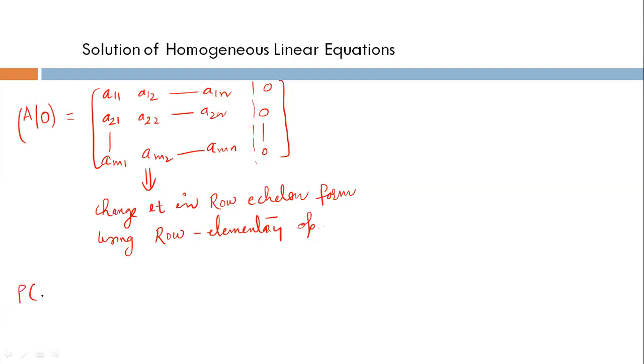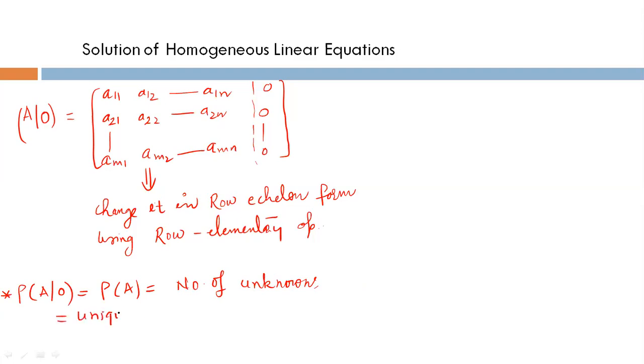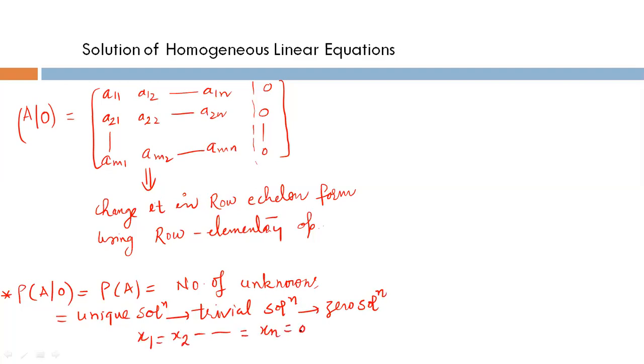Now, if rank of augmented matrix is equal to rank of A is equal to number of unknowns, then it will be unique solution, also called trivial solution, and also called zero solution. In this case, all the variable coefficients are equal to 0, and it is the only solution because it is a unique solution.